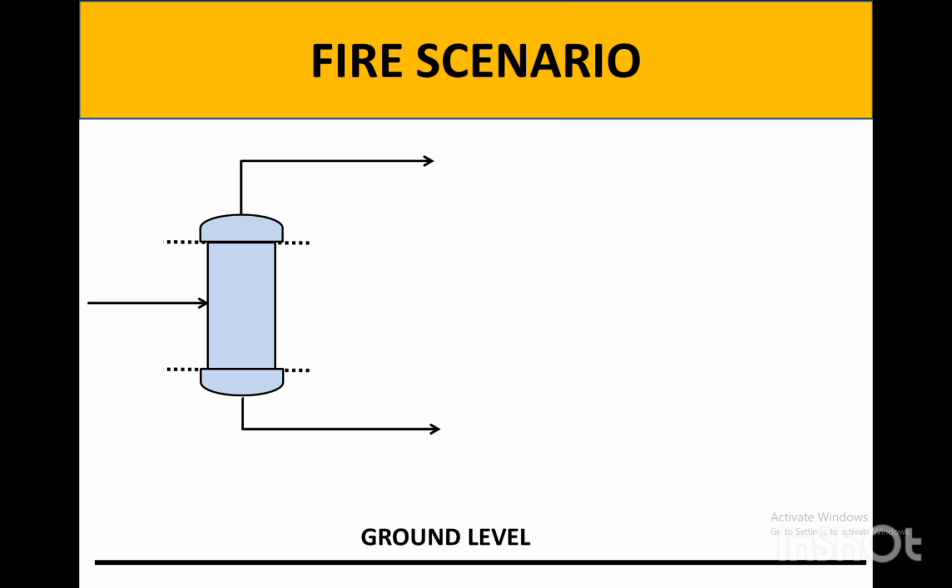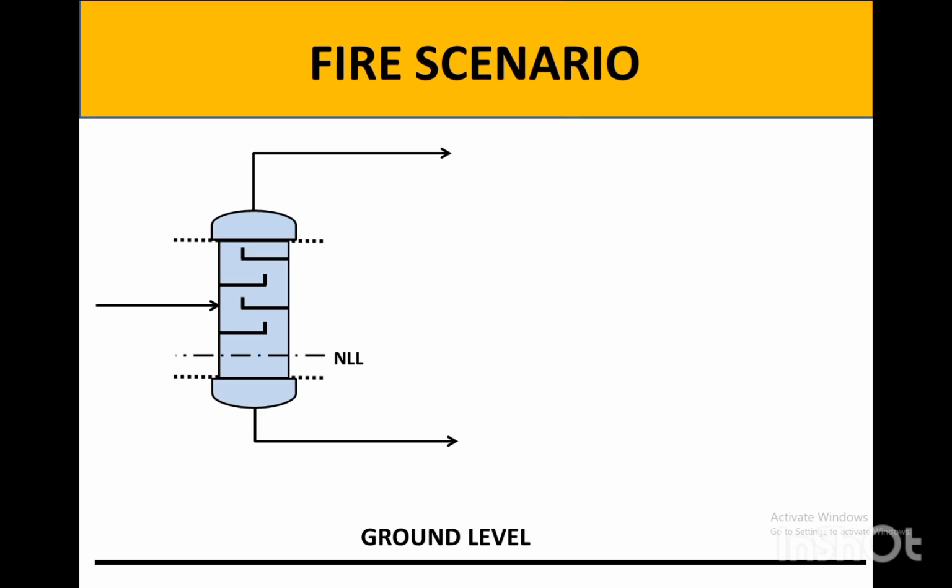But what about distillation column? As you can see, distillation columns are like a vertical vessel, but they have trays within the structure. We should actually account for the liquid located on each tray, and we should consider the wetted surface area for each tray, and finally find the wetted surface area for the distillation column.